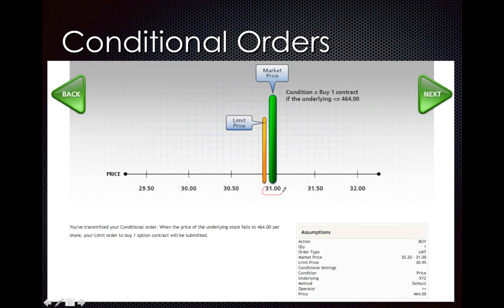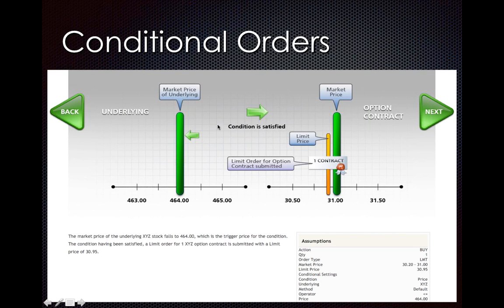Of course, you notice the relationship of the limit price to the option itself. So the first condition is to buy one contract of the underlying if the underlying is less than 464. And you can see this is the whole scenario. You're buying one contract at a limit of $30.95. The market price for this is about that range, but the market price will be different because we don't know what the market price will be once these conditions are met.